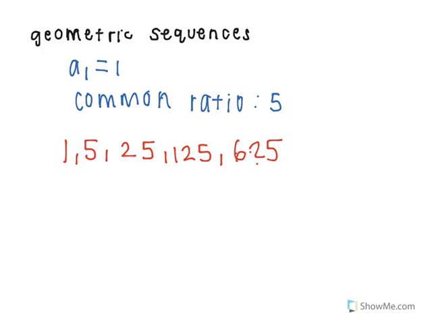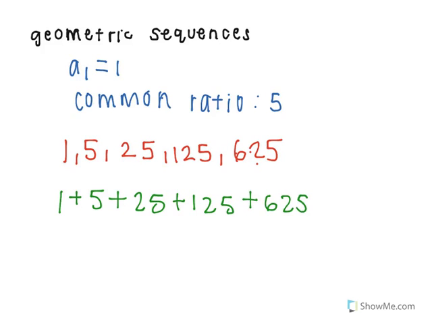On another note, a common misconception some people believe is that a sequence and a series are the same thing. However, a series is the sum of a sequence. So, if the previous geometric sequence we were going through was actually a series, the series would be 1 plus 5 plus 25 plus 125 plus 625.